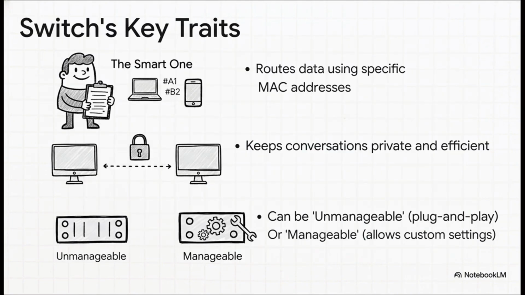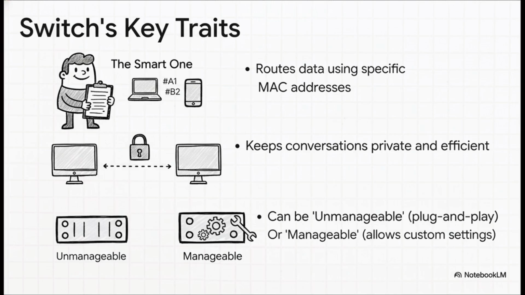So here's the magic trick. A switch learns the unique address, the MAC address, of every single device plugged into it. Think of it like a permanent mailing address for your computer. So when a piece of data comes in that's meant for your laptop, the switch sends it only to your laptop. This makes everything private and super efficient. They come in two flavors, a simple plug-and-play version and a more complex, manageable one that lets the pros customize all the settings.